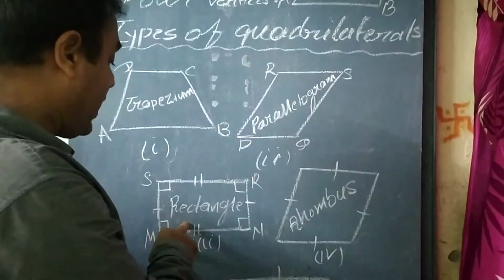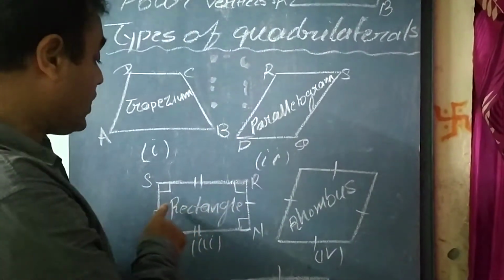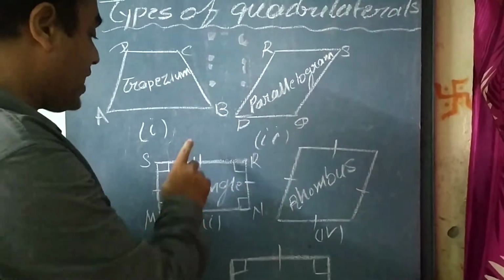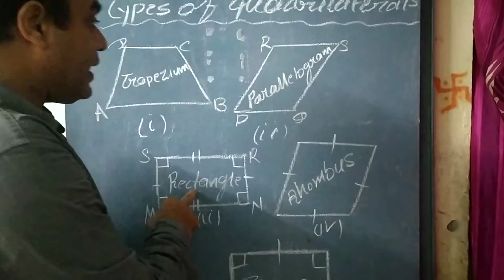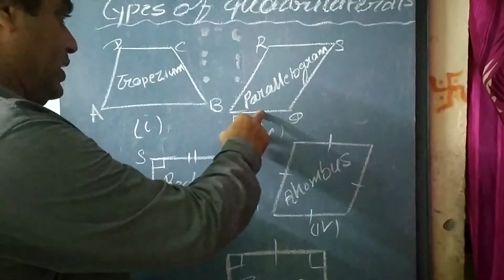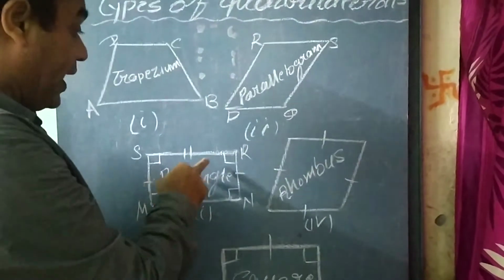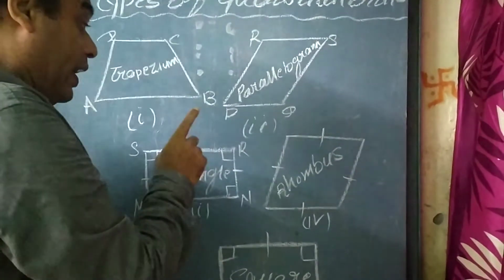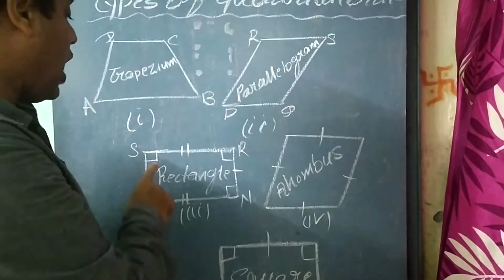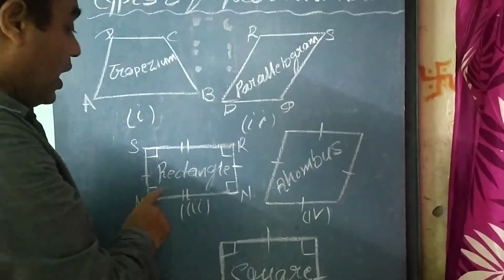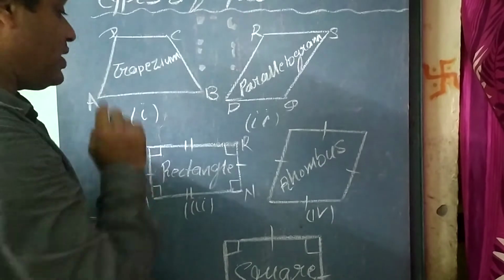Now what do you mean by rectangle? A rectangle is a figure in which the opposite sides are parallel as well as equal. So a rectangle can be a parallelogram, as in this parallelogram two sides are parallel and equal. But a parallelogram cannot be a rectangle, because a rectangle has 90 degree angles. That is, all angles are equal and it is 90 degree.